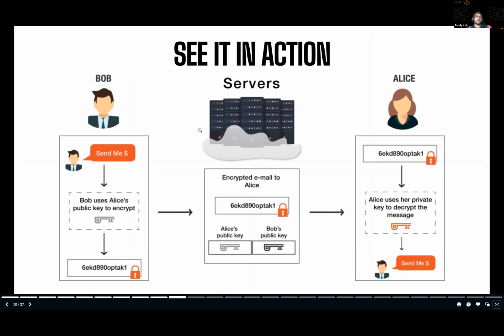Now, the cool thing about public key crypto is that the only thing that can decrypt that message is her private key. I can't even decrypt it with her public key, but I know what I sent. Other people know her public key, but they can't actually decrypt it. Only her private key can decrypt it. That's the mathematical magic that's going on with this public key crypto stuff.